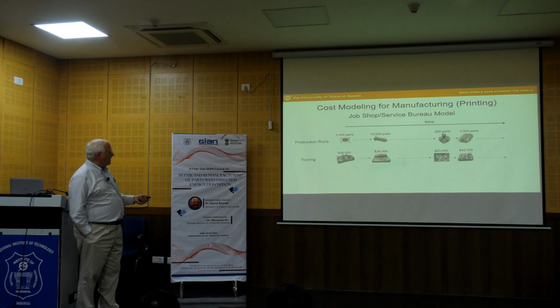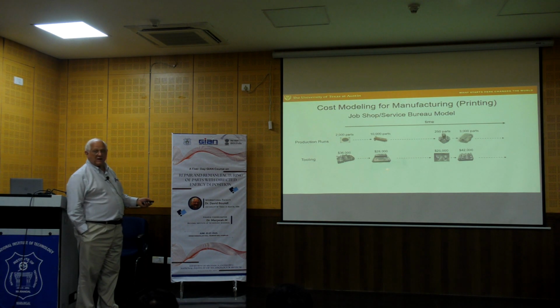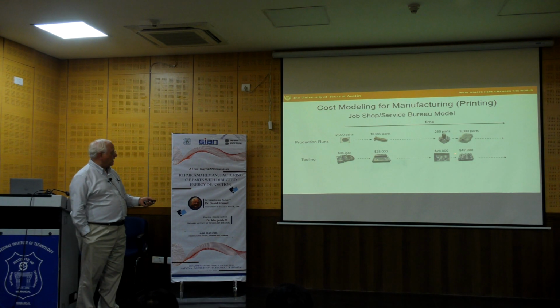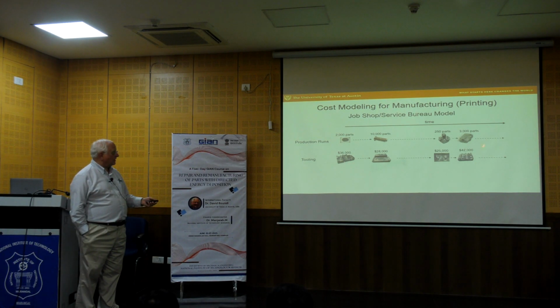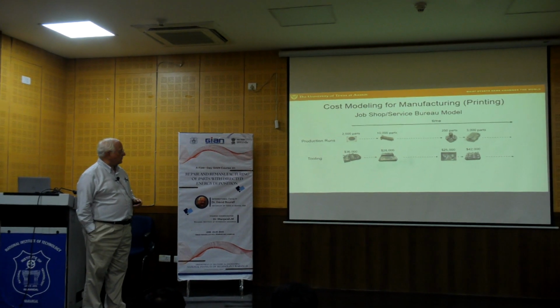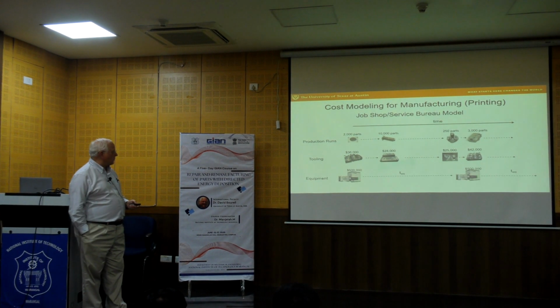And so what we would do is once we get this order for 10,000 parts, we'd make another die set that would fit this part, and then we would run these parts. And then when we get to this 250, we might spend $25,000 on a die set for this and run 250 parts. And then again, maybe $42,000 we spend on a tool set for this. So that's the way it goes.